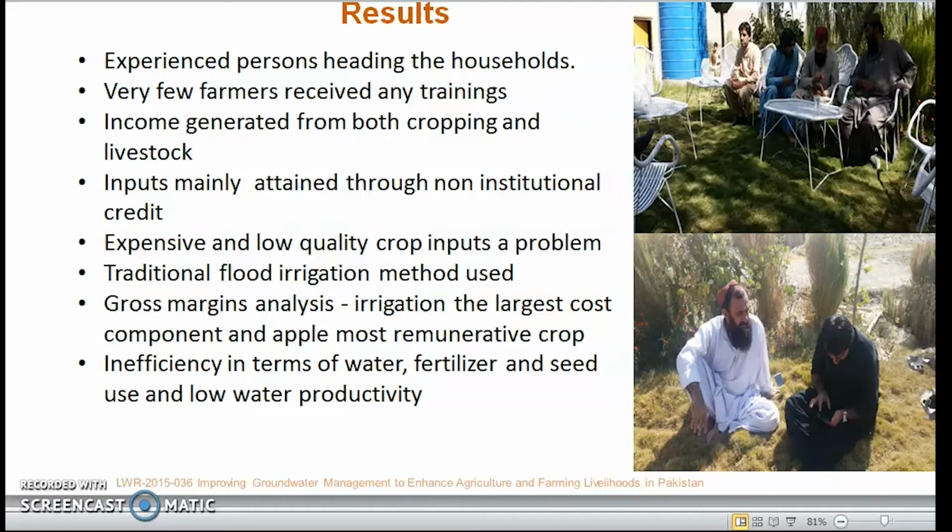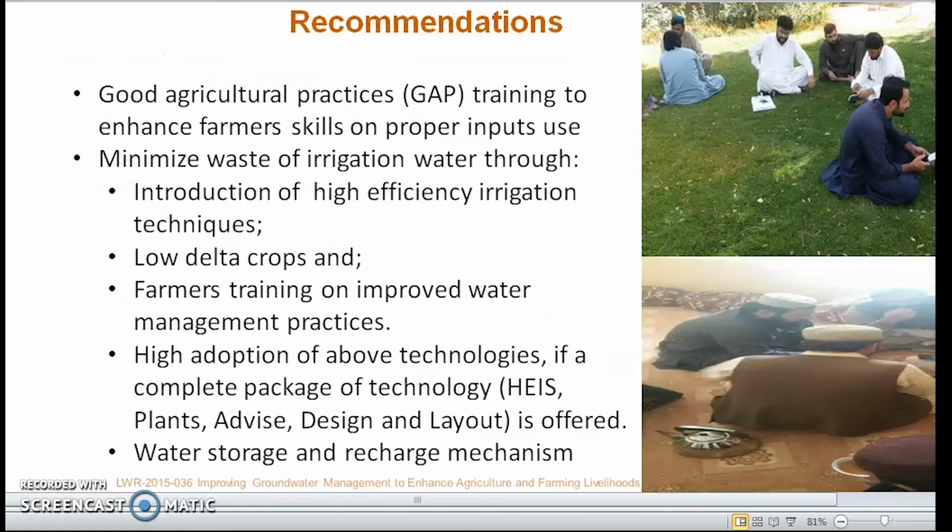The reason for irrigation being the largest cost component was the deep groundwater tables, lack of electricity, and the use of electric generators to supplement electric tubewells. Inefficiency was found in terms of water, fertilizer, and seed use, and low crop water productivity was also found. The recommendations suggest that good agricultural practices training needs to be given to the farmers to enhance their skills on proper crop input use and crop input mix.